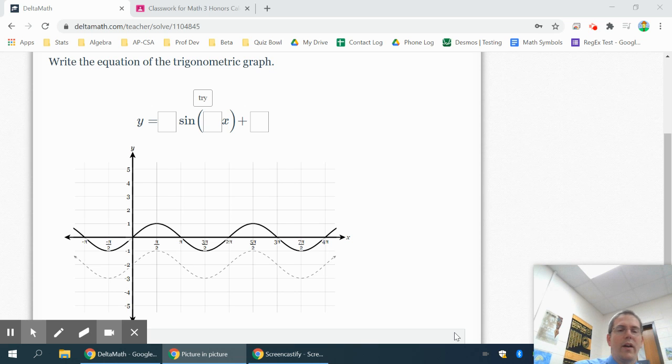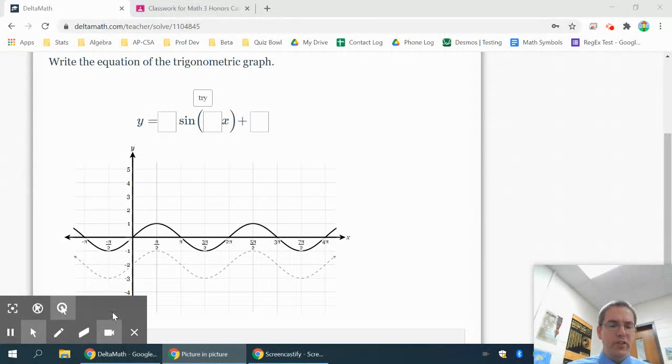As we begin to try to match these graphs, this is another section where you cannot get these wrong. It'll let you keep trying until you get them, but I'm going to work one or two to help you get the gist of it.